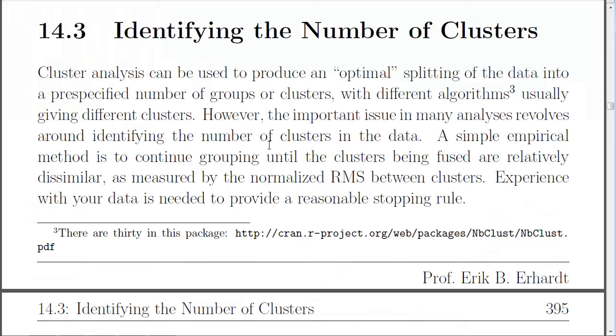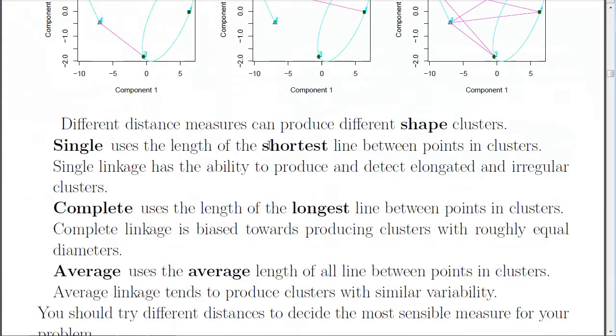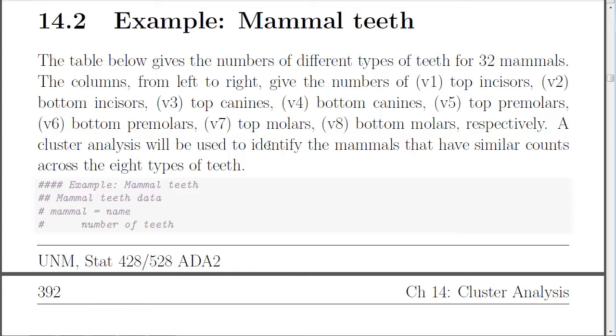In this video, we'll come down to identifying the number of clusters, but I'm going to start by motivating this example with some data, and I'll scroll up to an example of mammal teeth. In this data set, we have mammal teeth, and we have 8 types for 32 different mammals. We have the top and bottom incisors, which are V1 and V2, the top and bottom canines, V3 and V4, the top and bottom premolars, which is V5 and V6, and the top and bottom molars, V7, V8.